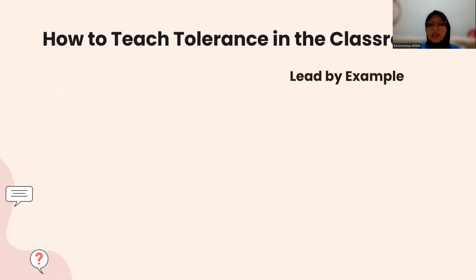The first one, lead by example. How do you speak and treat others? Your attitude and interaction with others should demonstrate respect and tolerance. Children closely mirror the values and attitudes of the grown-ups in their lives. As a teacher, you can mirror openness and respect by embracing empathy and compassion through your actions and words.